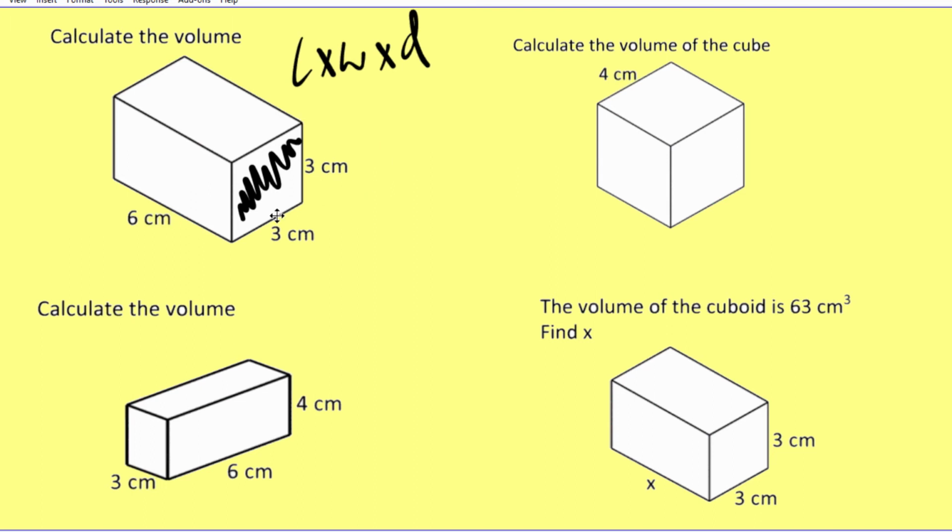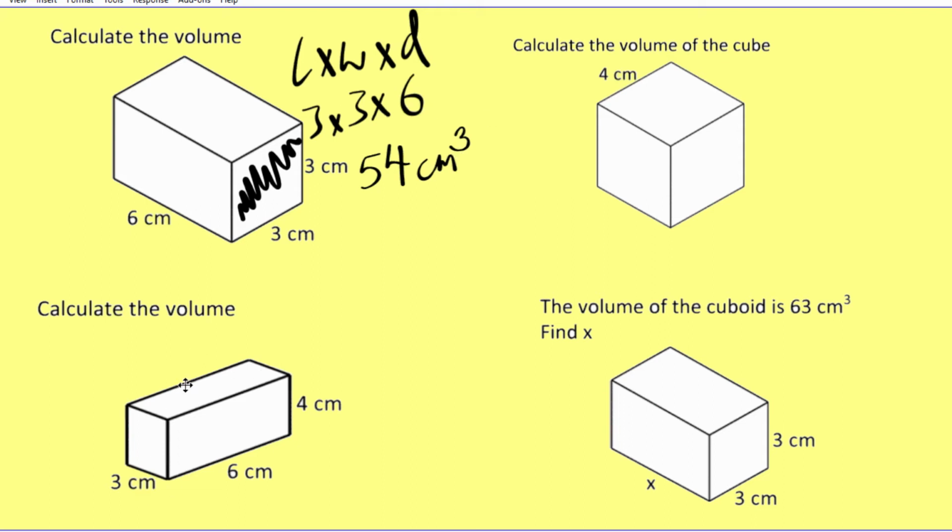So for here, we're going to do 3 times 3, which is the front face, and then times that by 6. So 3 times 3 is 9, times 6 is 54 centimeters cubed now. Because we're into volume, we're talking about cubic units. Okay, a little 3 there.